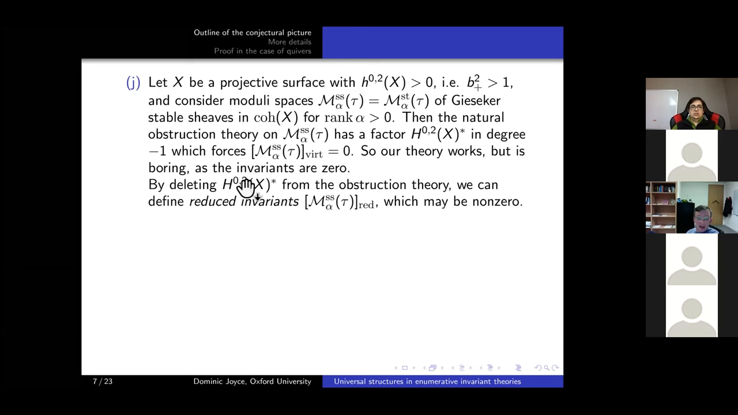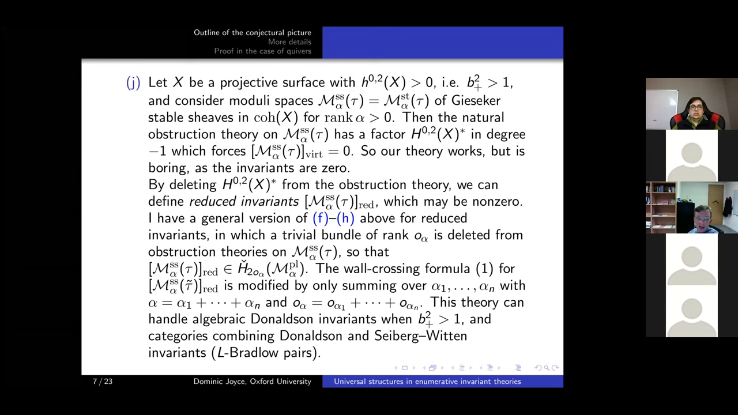However, you can delete H^{0,2}(X)^* from the obstruction theory. I can construct a new obstruction theory, which has a slightly different virtual dimension. You change the virtual dimension of the problem by h^{0,2}. You can define reduced invariants, which may be non-zero, and these are really algebraic Donaldson invariants. So this is what you do in order to define Donaldson invariants of your projective surface.